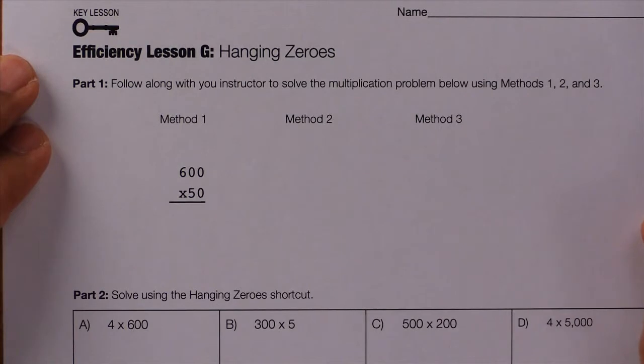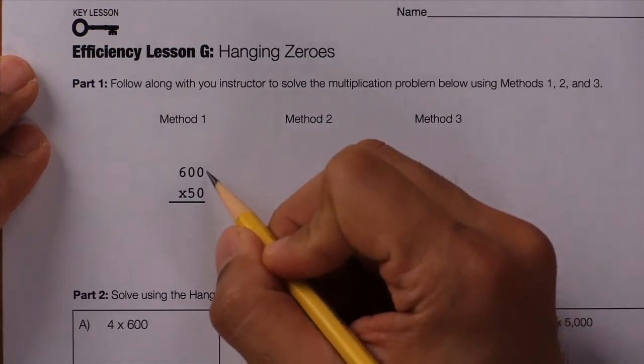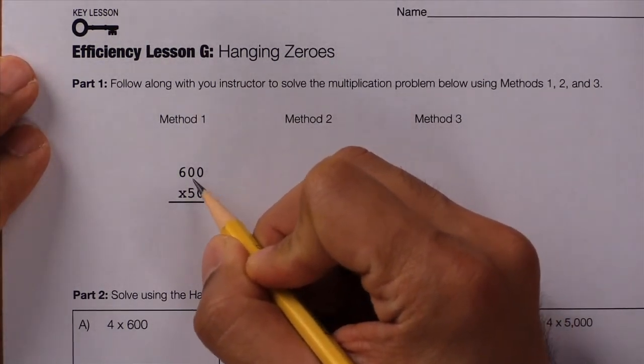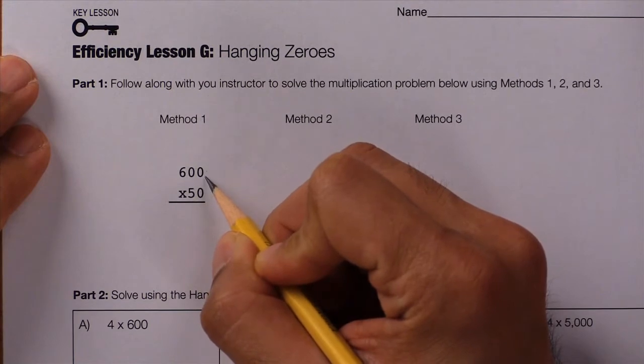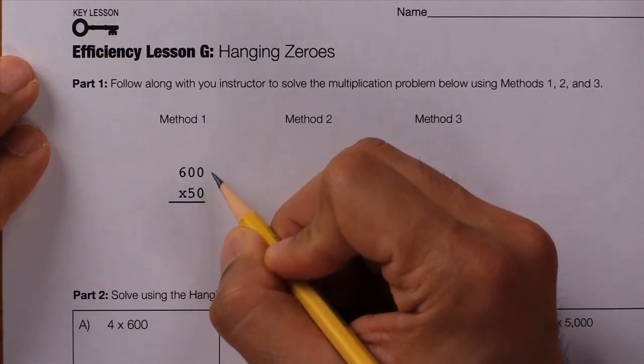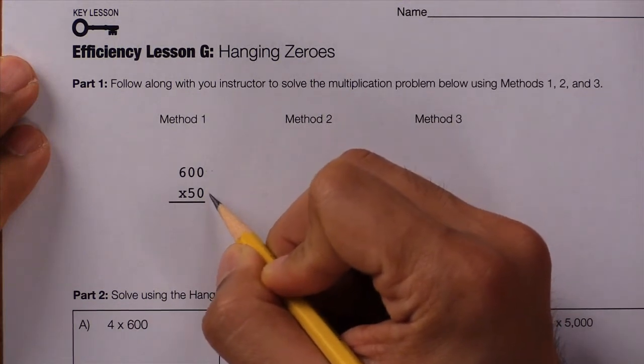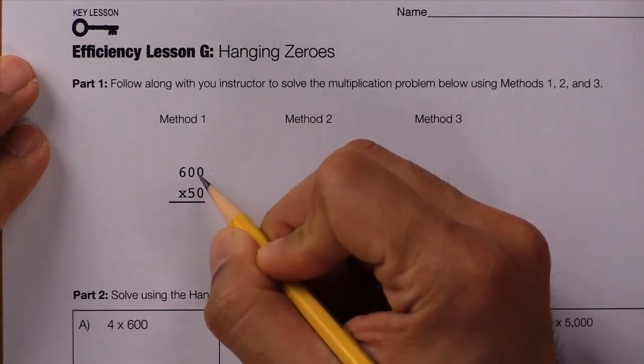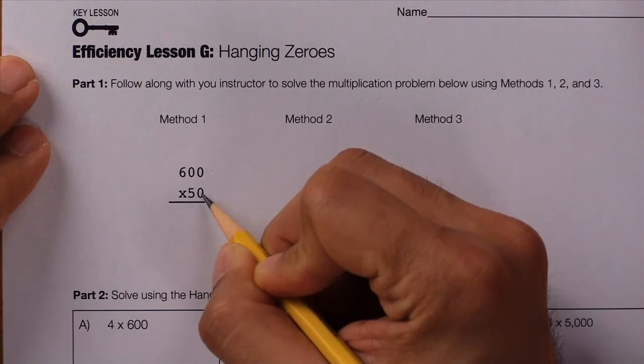Lesson G, hanging zeros. Let's learn how to multiply efficiently when working with hanging zeros. You have hanging zeros when you have a whole number like 600 that ends with zeros, and it looks like the zeros are just hanging out at the end of the number. So both 600 and 50 are examples of numbers that have hanging zeros in them. Let's see what happens when we multiply numbers with hanging zeros.